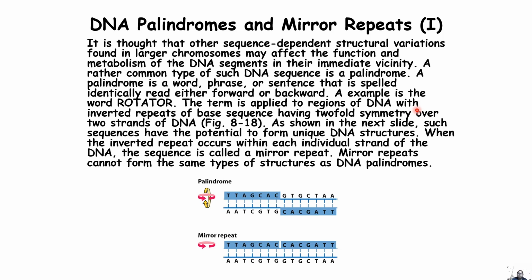So such sequences have the potential to form unique DNA structures, and when the inverted repeat occurs within each individual strand of DNA, the sequence is called a mirror repeat. So mirror repeats cannot form the same types of structures as DNA palindromes.